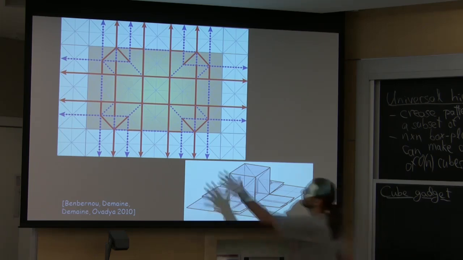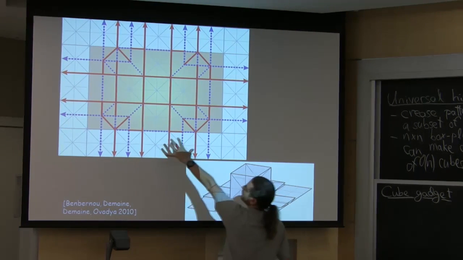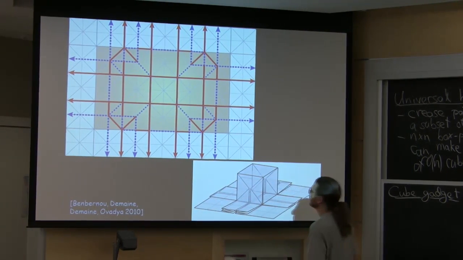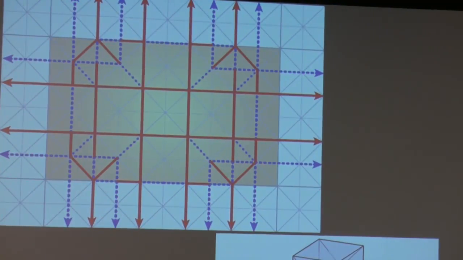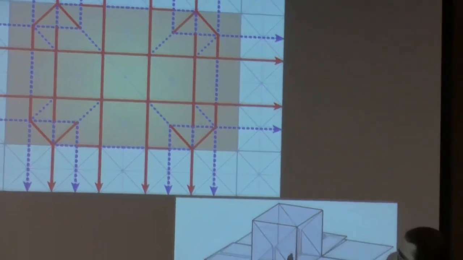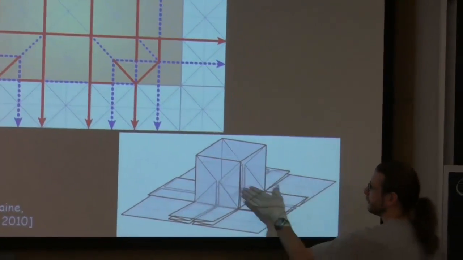properties. So this is a crease pattern. Red lines are mountains, blue dashed lines are valleys. And it folds into this thing, which you can see is a cube. Here it's some semi-transparent material. And there's some pleats coming out in the four directions.